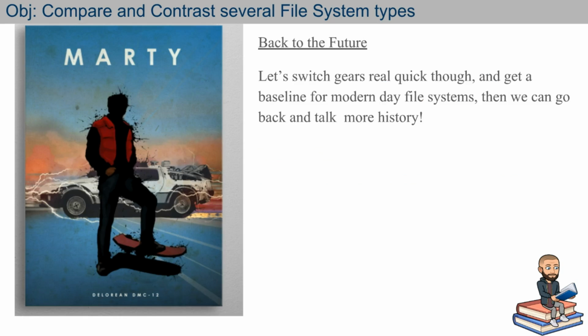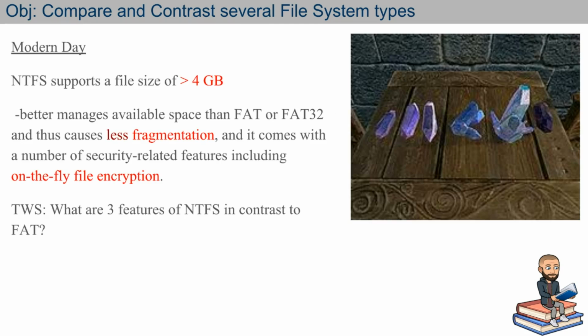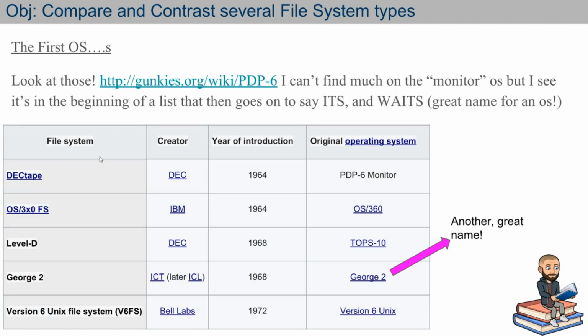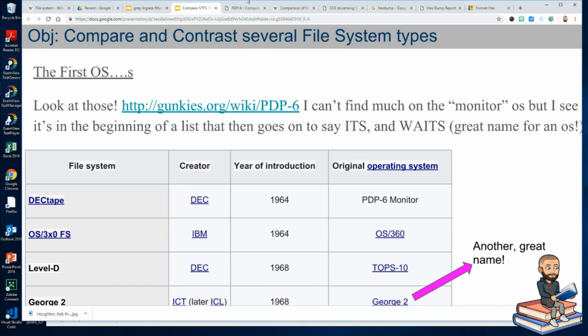Let's switch gears here real quick and start thinking about baselines for modern day file systems and not go so far into ancient history. A modern day example of a file system would be NTFS. A characteristic of this file system is it supports file sizes larger than 4 gigabytes. It's known to better manage available space than the FAT or FAT32 file system.